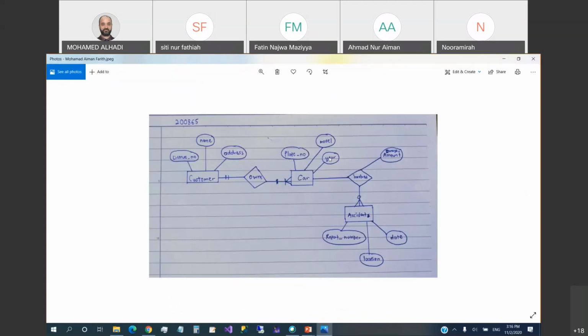License number has to have underlined. Plate number has to have also underlined. Relation between customer and car is one to many, mandatory. This one is optional. And we have another relation for the policyholder. Then involved here, the damage amount belongs to the accident. Here, not belongs to the relation. The relation between car and accident is many to many, and so on.